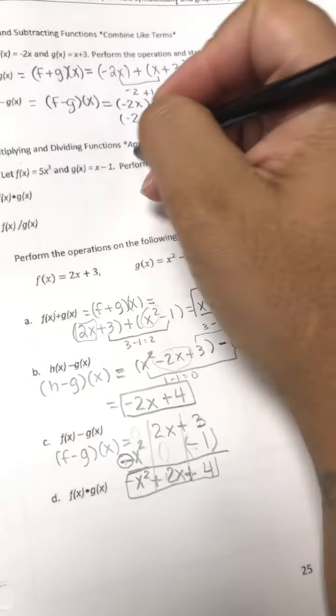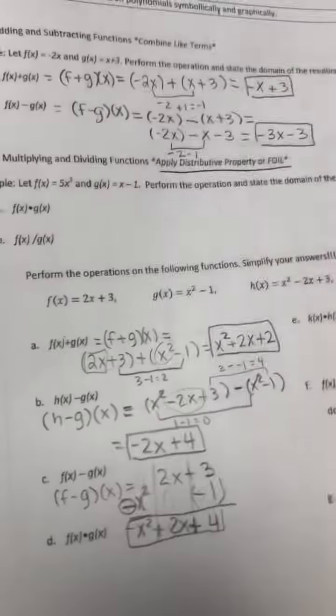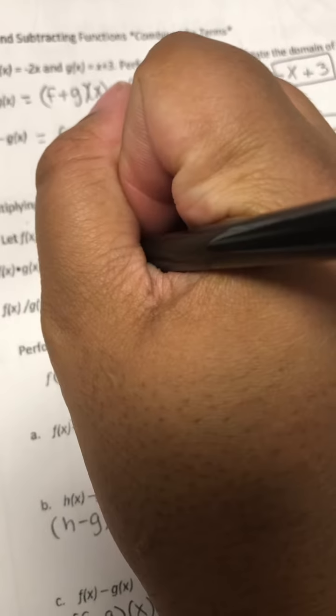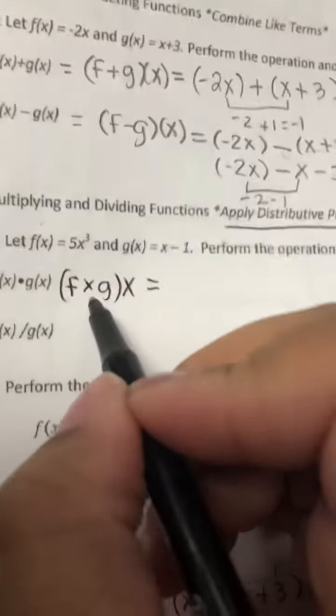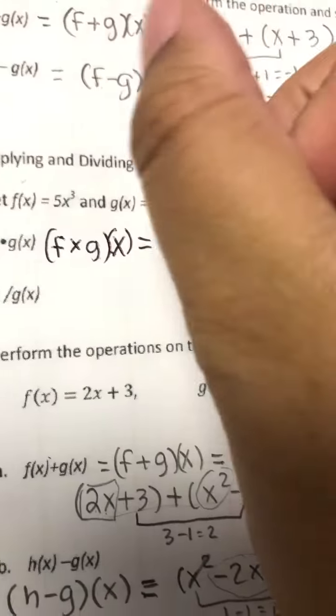All right, this video is going to cover multiplying and dividing. So basically it says here apply distributive property or FOIL. So if we are going to multiply, remember this says f times g of x. You're not doing anything with that x, so don't do anything. Don't multiply x or anything.